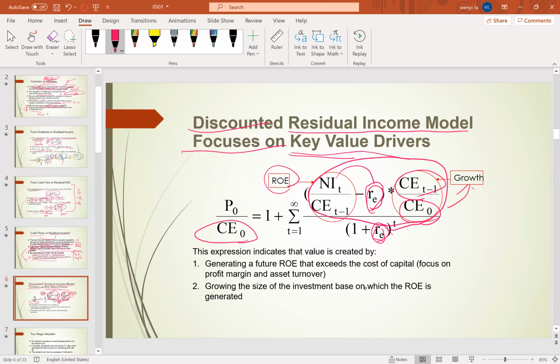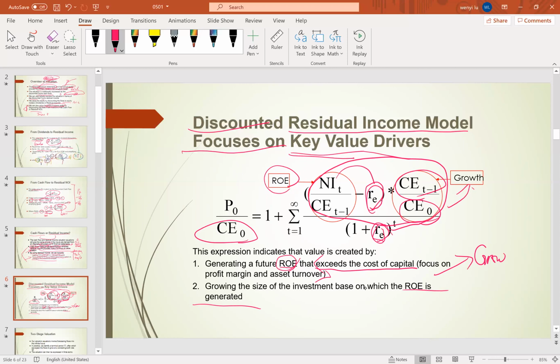Equity. You can say these expressions indicate that the value created for the growth company is for generating a future return on equity that will be more than the cost of capital, or cost of equity. So we want to have a return on equity more than the cost of equity, to raise the capital. Your company then can grow, that's growing the size of the investment based on this one. The ROE is what is generated.